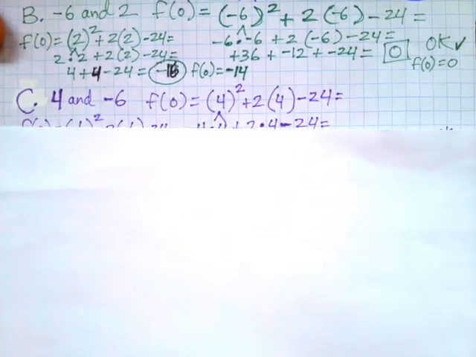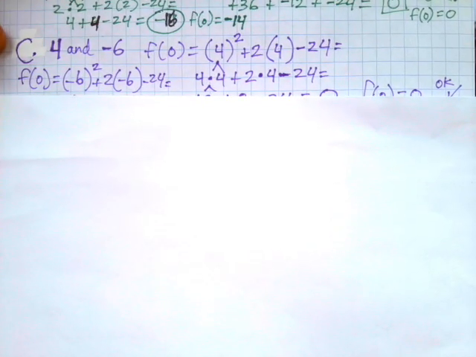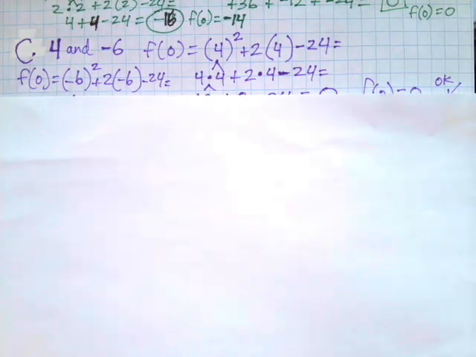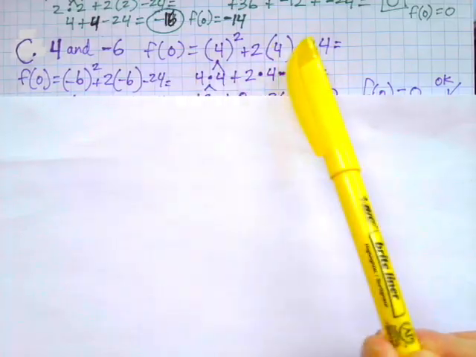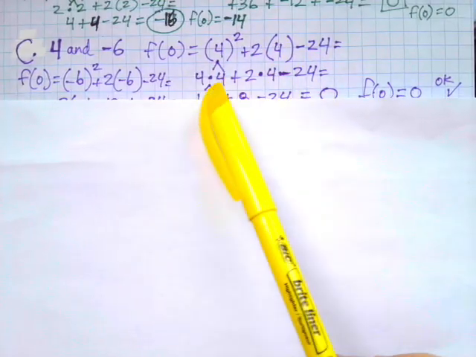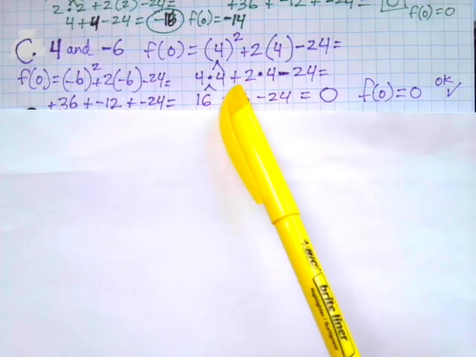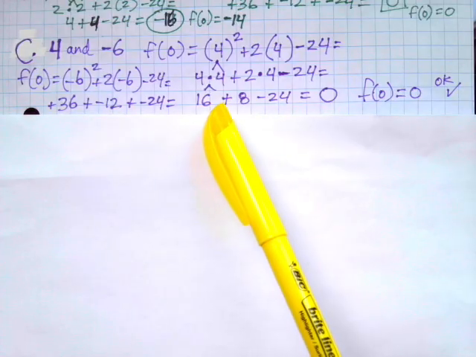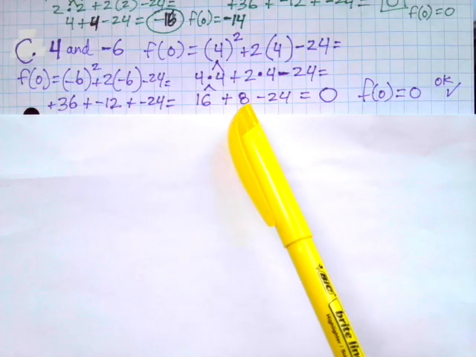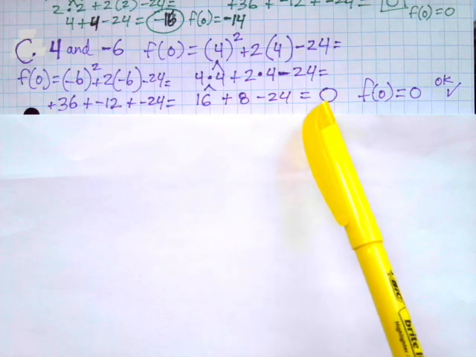I'm going to give C a try. I'm going to substitute these values for C. So first, I'm going to substitute 4 for x in the original expression. 4 squared is 4 times 4, which is 16. 4 times 2 is 8. I'm going to bring down that negative 24. What's 16 plus 8? That's 24. What's 24 minus 24? Hey, that's 0.